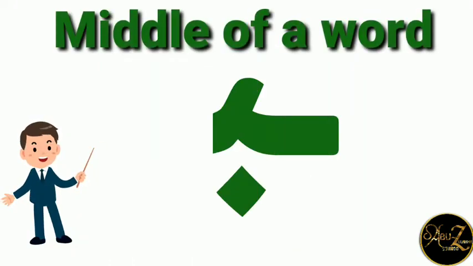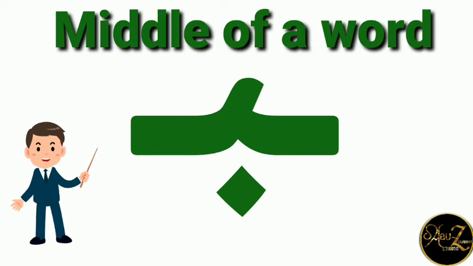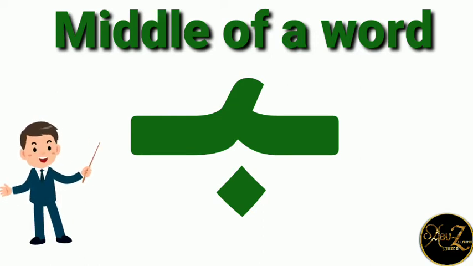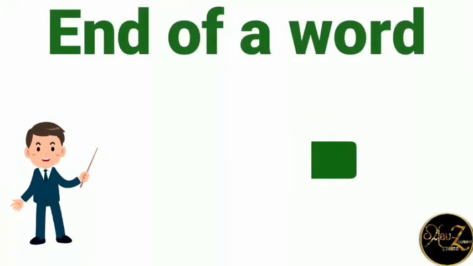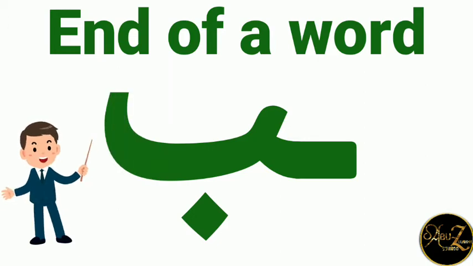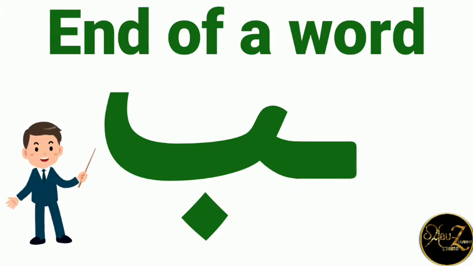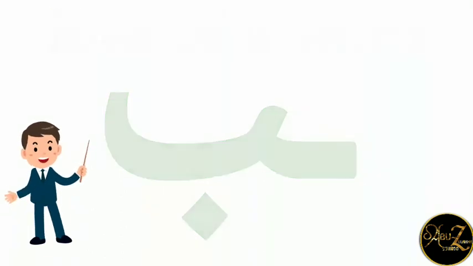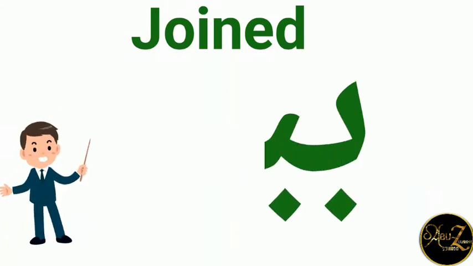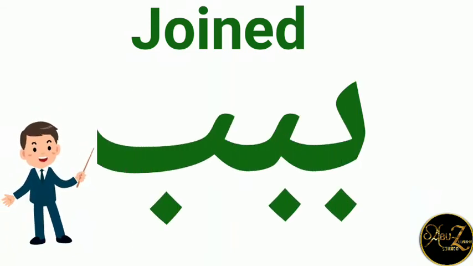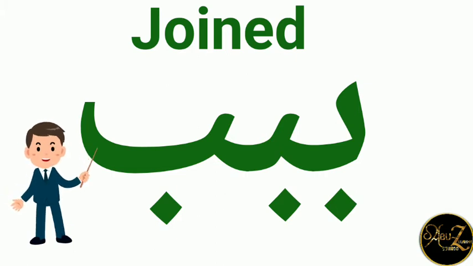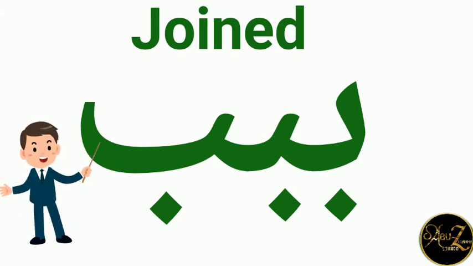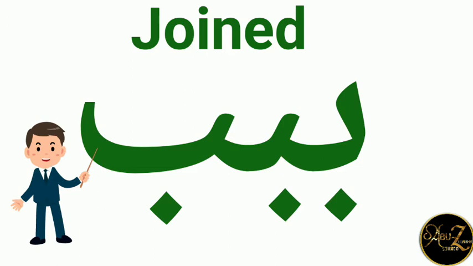So now this is Ba in the middle of a word. As you can see, we start writing from the right hand side, then to the middle, then to the end. And here this is Ba at the end of a word. This is how it looks. So now, as you can see, finally the Ba's have been joined. You can see these are three Ba's, first, second, third: Ba in the beginning, Ba in the middle, then Ba at the end of the word.